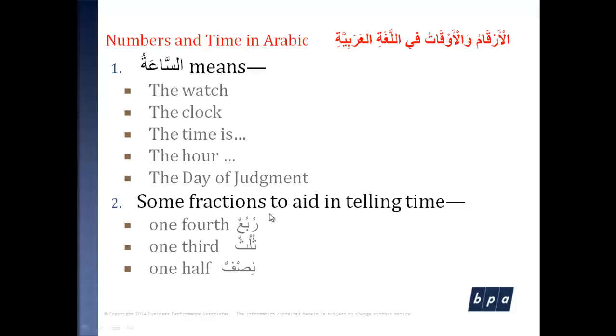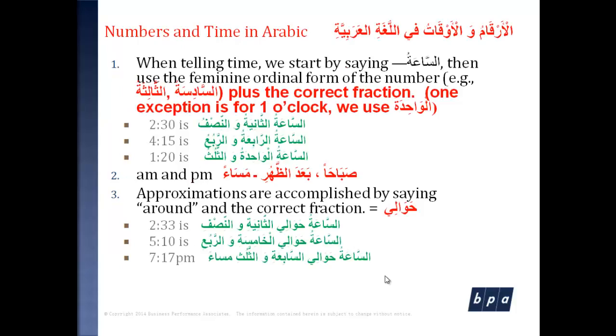Some fractions to aid in telling time. ربع is 1/4. ثلث is 1/3. نصف is 1/2. Again, ربع, ثلث, and نصف.